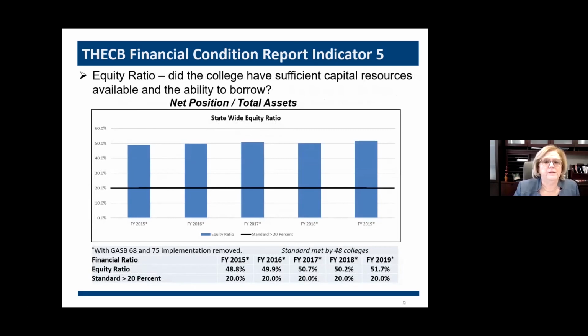Indicator 5 is important, but it's not one of the ones averaged into the overall score, and it's called the equity ratio. Does the college have sufficient capital resources available, and does it have the ability to borrow? The ratio is net position divided by total assets. And you can see that the standard that the state is looking for is 20%, and the average has been anywhere from 48.8% to 51.7% over the last 5 years. So that one is easily met by 48 of the 50 colleges.